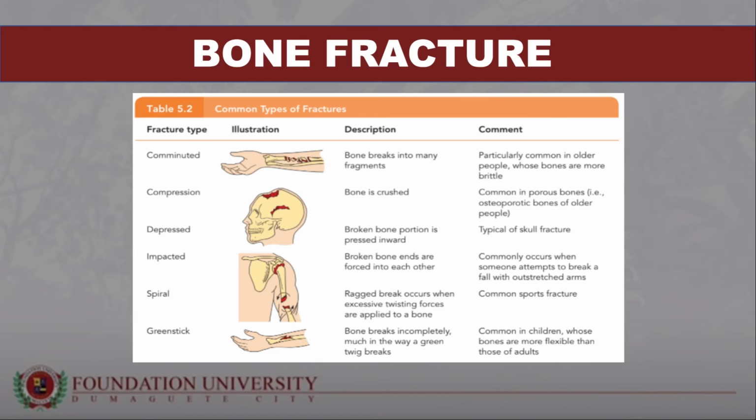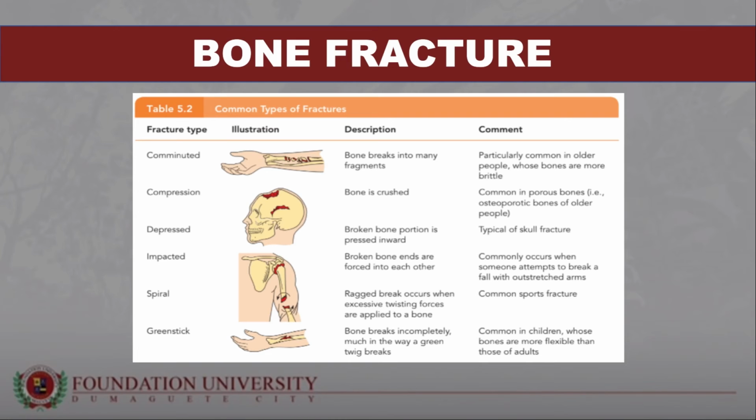First, comminuted. These are bones that break into fragments and are particularly common in older people. Compression. Bones that are crushed, common in porous bones. Next, depressed. A bone portion is pressed inward, typical of skull fractures. Impacted. Broken bone ends are forced into each other, commonly occurring when someone attempts to break a fall with outstretched arms.